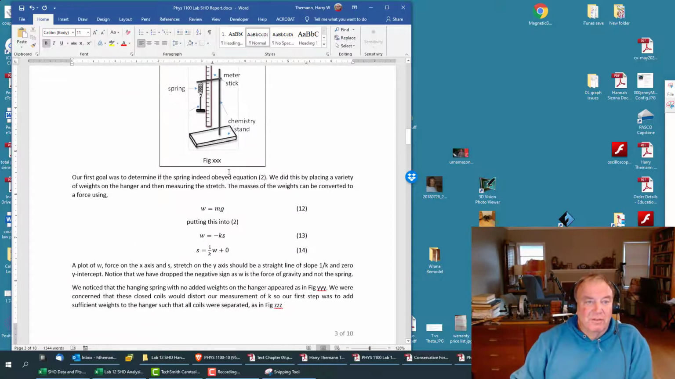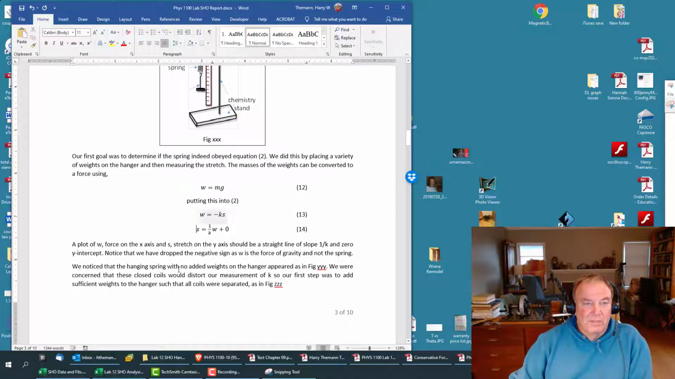Anyways, our first goal is to see if the spring doesn't obey equation 2, the F equals negative kx, because if it doesn't, all bets are off, right? We talked about this in class. So we talk about using gravity and how to change it into an equation that we can fit for a straight line. And I talk about why there's no more negative sign anymore. Now you might talk about why it's 1 over k.